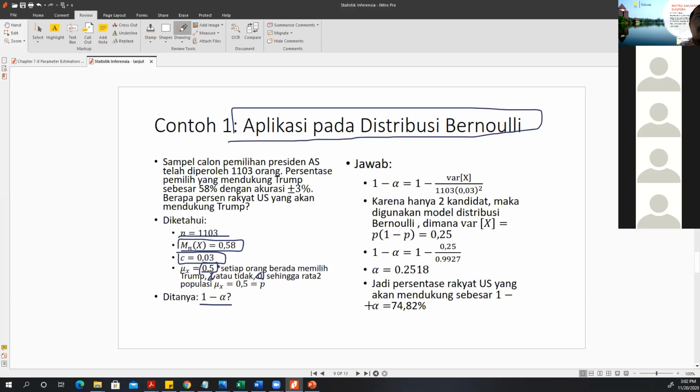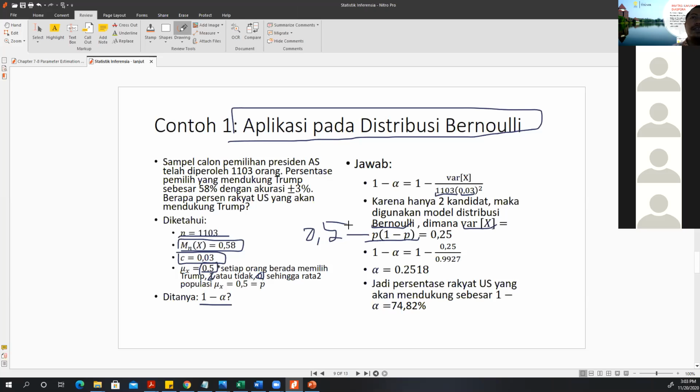And the question is, what is the probability that US citizens will support Trump? Mathematically, we express it like this: 1 minus alpha is equivalent to 1 minus the variance of X over n, where n is the sample size, times c to the power of 2. Because there are only 2 candidates, we use the Bernoulli distribution model, where the variance of X is equal to this expression. This is a very special case for the variance using Bernoulli distributions: P multiplied by 1 minus P equals 0.25, because P itself is 0.5.